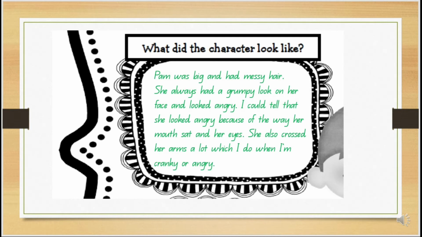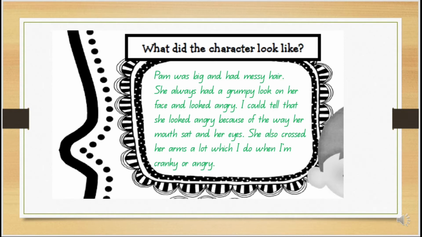Okay, so what did the character look like? Pam was big and had messy hair. She always had a grumpy look on her face and looked angry. I could tell she looked angry because of the way her mouth sat and her eyes. She also crossed her arms a lot, which I do when I'm cranky or angry.